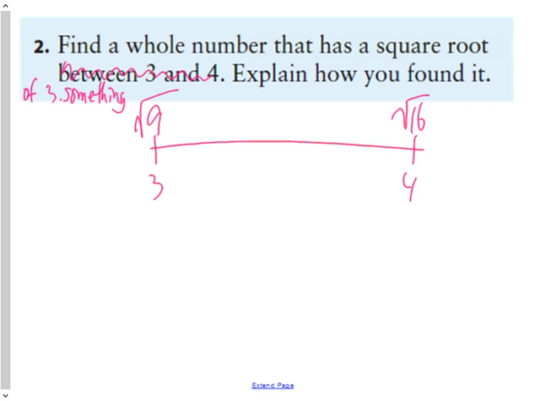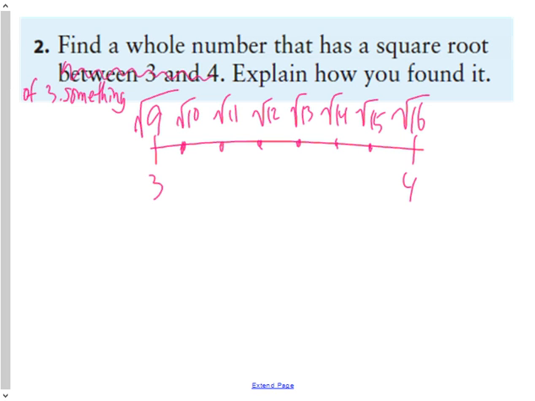So if 9 has a square root of exactly 3, we know that the square root of 10 would be the first whole number that has a 3 decimal something. Square root of 11, square root of 12, square root of 13, square root of 14, and the square root of 15 would also be numbers that would approximately have square roots of 3 decimal something.